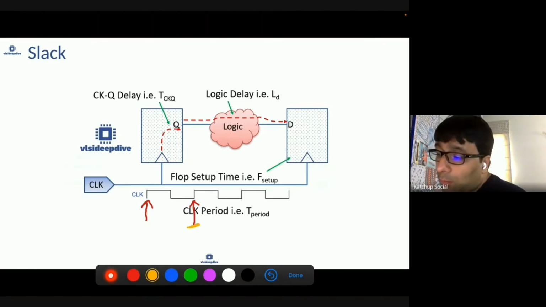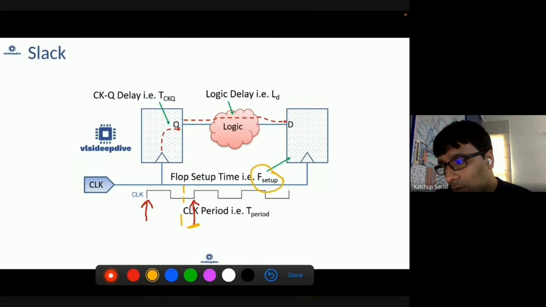Now we know from the setup time requirement that data not only has to arrive before the clock edge, there is a specific time before which it needs to arrive, given by the flop's setup time. So basically data should arrive before the setup time, and that gives you your timing requirement. So this is your required time. Data has to arrive before this. This is your timing requirement.